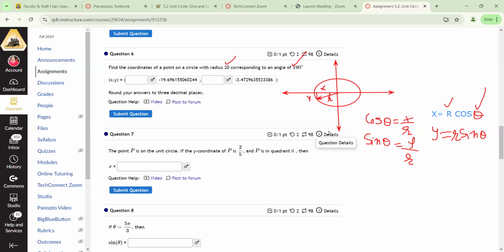And if anything comes as a question, feel free to send that question my way, either unmute yourself or chat.